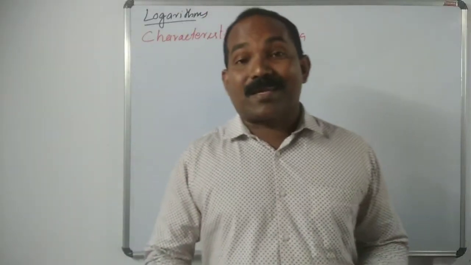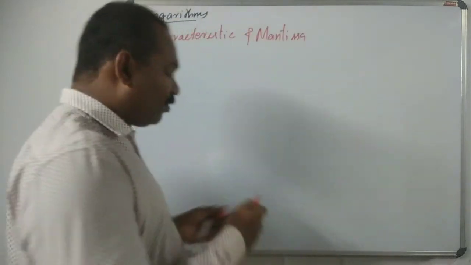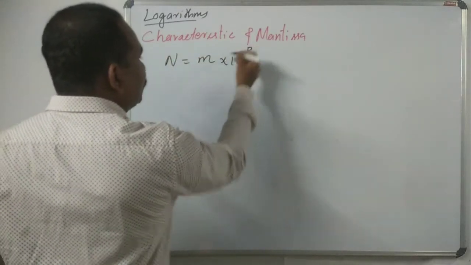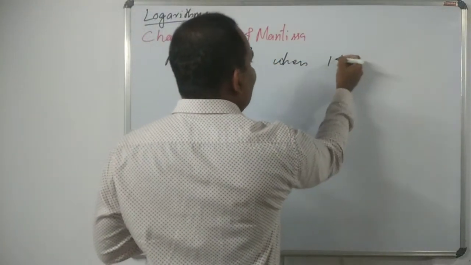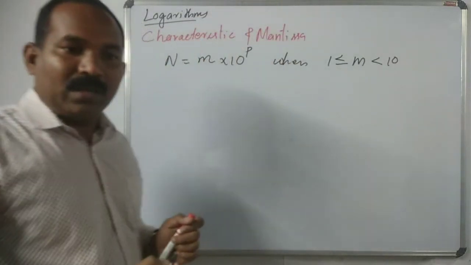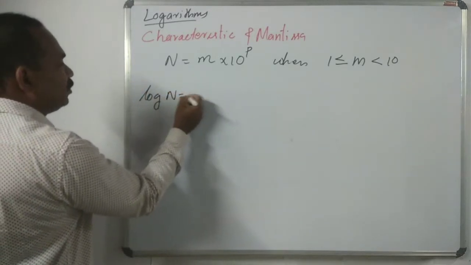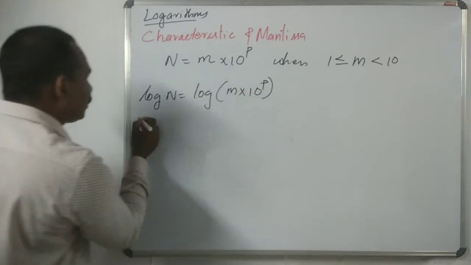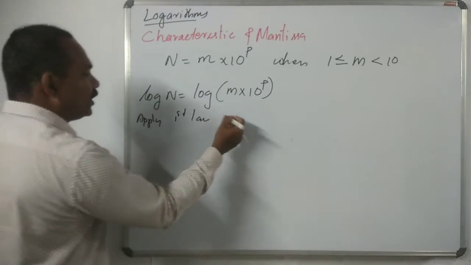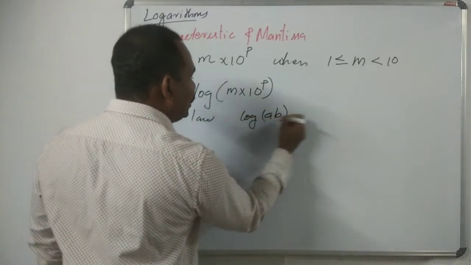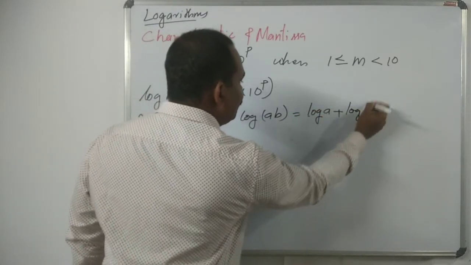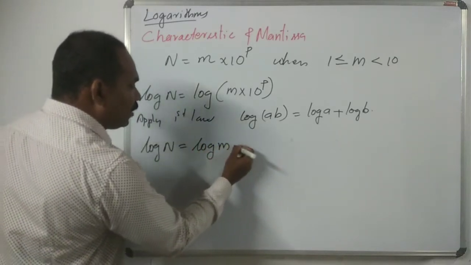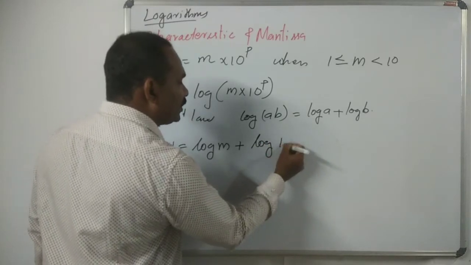Next important point is characteristic and mantissa. Consider the standard form of any number, N is equal to m into 10 raised to p, where 1 is less than or equal to m less than 10. Taking log on both sides, log N is equal to log of m into 10 raised to p. Applying the first law: log of a into b is equal to log a plus log b. So log N is equal to log m plus log 10 raised to p.